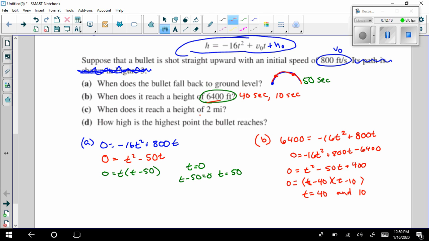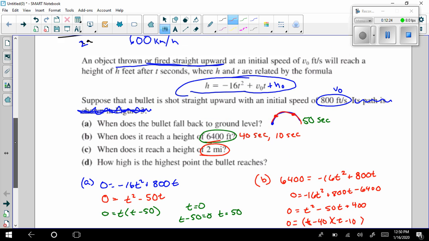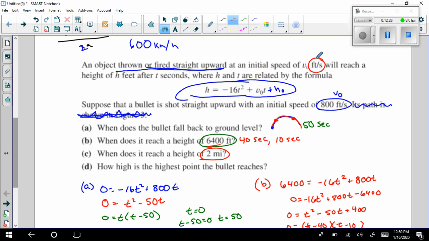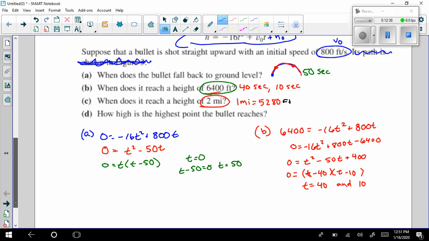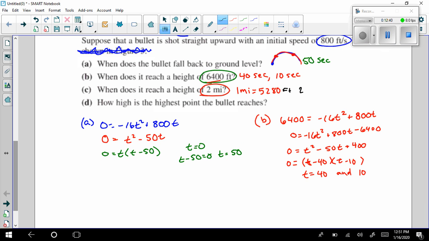All right, then it says, when does it reach a height of 2 miles? And so because this is dealing with feet per second, we do have to convert that. So just a reminder that 1 mile is 5,280 feet. And so we're just going to double that as we're using it. So 2 miles. Take 5,280 and times it by 2, and we have 10,560. And that's what we'll plug in.